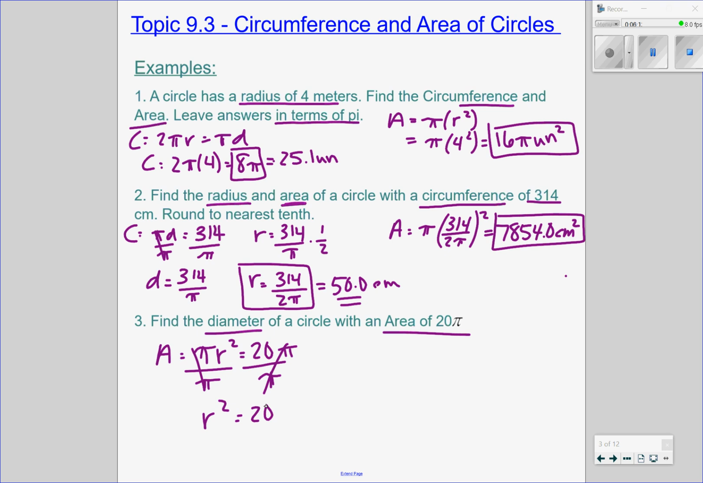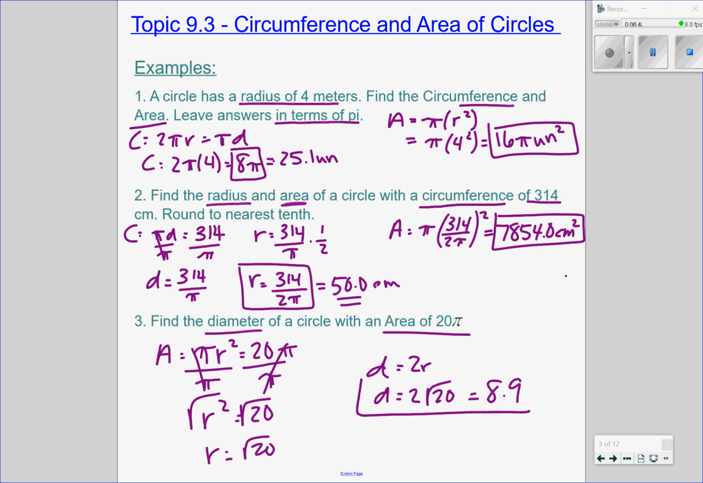So then in order to get this radius isolated, we need to go ahead and take the square root. So our radius is going to be the square root of 20. Okay, but remember, I don't want to round in the middle of my problem. So for our final answer of our diameter, I'm going to do 2 times the radius. So 2 times the square root of 20. This would be your exact answer, 2 times the square root of 20. And then if you put that into your calculator, 2 times the square root of 20 gives you 8.9.